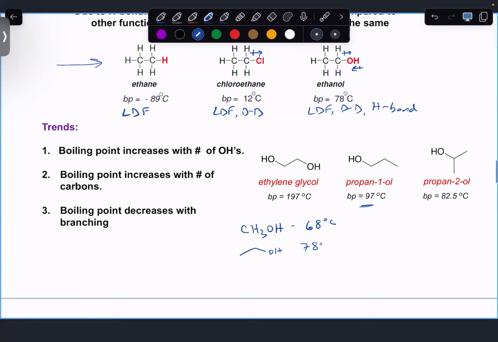And then finally, like always, this third point is something we've talked about over and over again. Branching decreases the boiling point. Right? You can see that by looking at the comparison between 1-propanol and 2-propanol. 1-propanol is a straight chain, has a boiling point of 97. 2-propanol is a branched compound, and it boils down at 82.